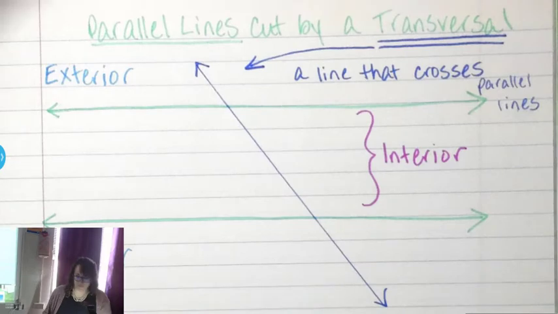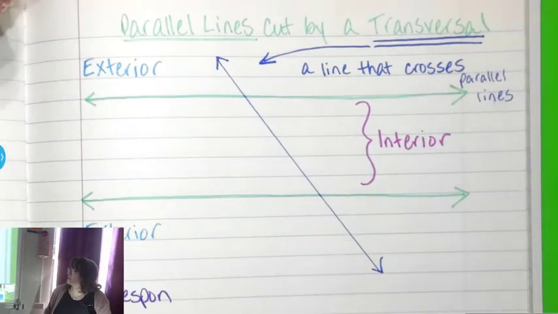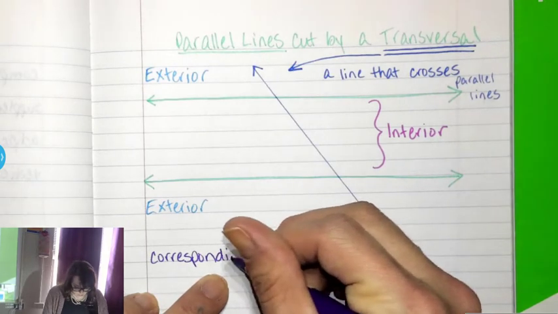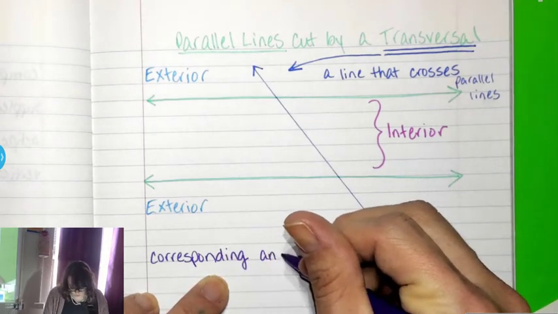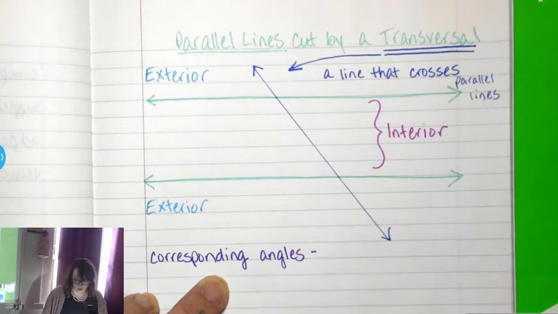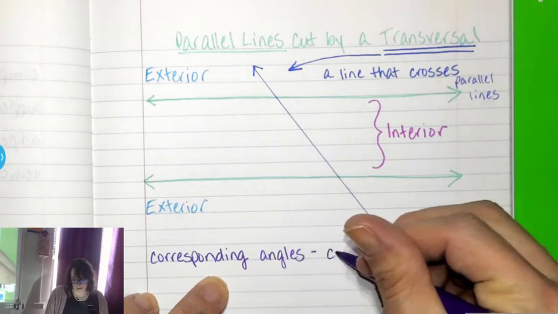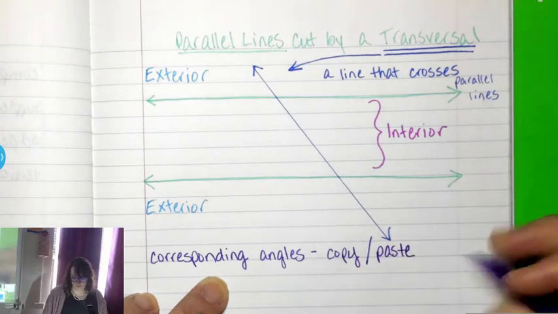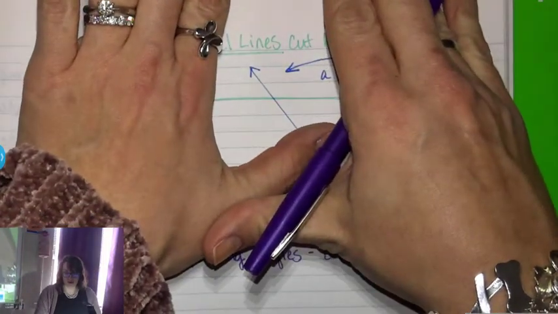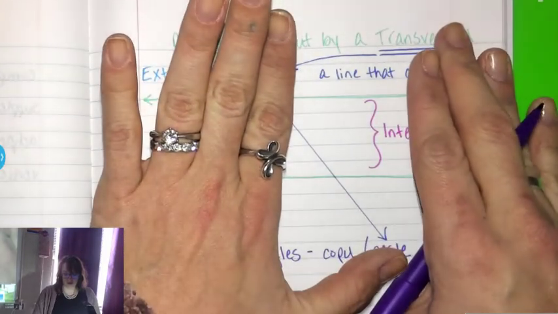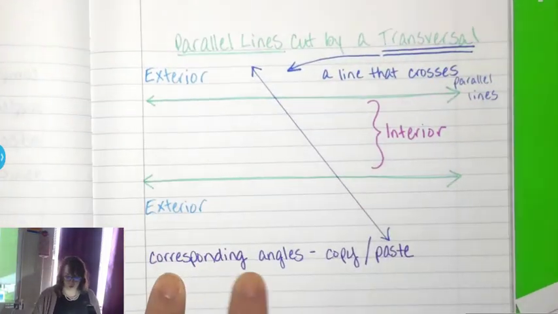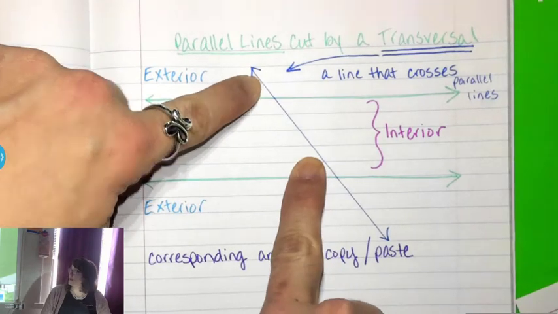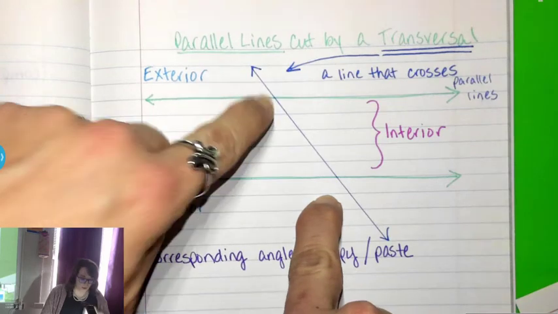Correspond. I might have to zoom out. Corresponding angles. It's like a copy paste. So if you copy this and paste it there, same, corresponding. So this angle corresponds to this one, which corresponds to that one.